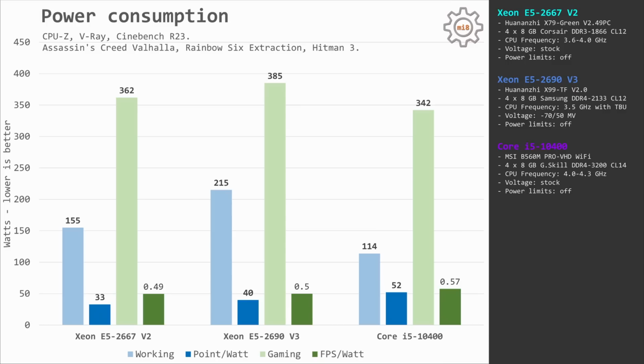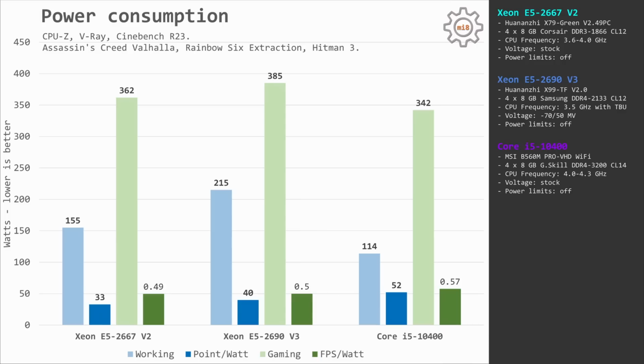For power consumption under gaming, I have tested three games: Assassin's Creed Valhalla, Rainbow Six Extraction, and Hitman 3. Here, the E5-2667 V2 system consumes about 362 watts. Under the same condition, a system with E5-2690 V3 consumes about 385 watts. And the system with Core i5-10400 consumes only 342 watts.